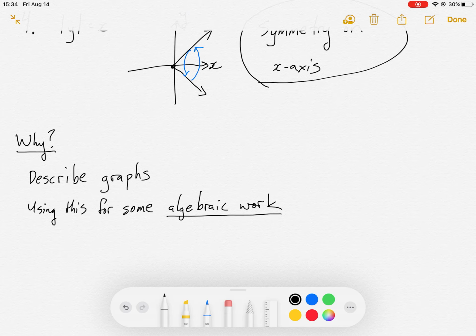So I'm going to stop this video here because it's getting a bit long. And in the next one, we're actually going to go into the algebraic side of symmetry.